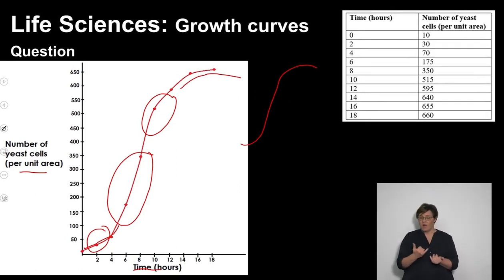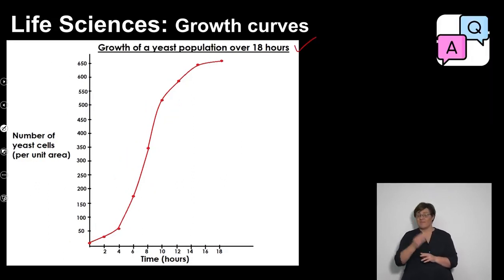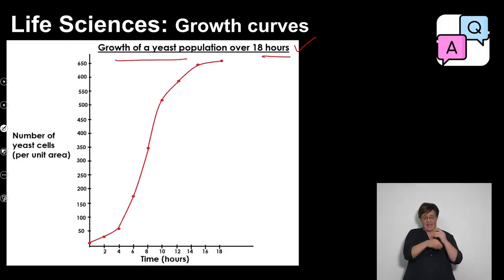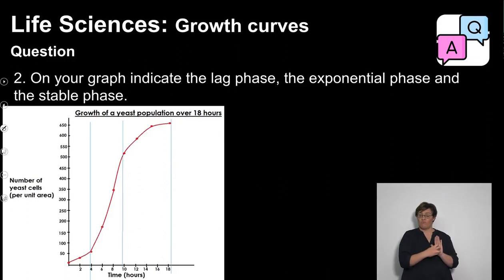Let's now have our final point to drawing the graph. It must have a heading, and the heading must reflect both variables, time as well as the growth of the population. On your graph, indicate the lag phase, the exponential phase, and the stable phase. Here's our lag phase. Here is our exponential phase, and we're going into a stable phase up at the top.